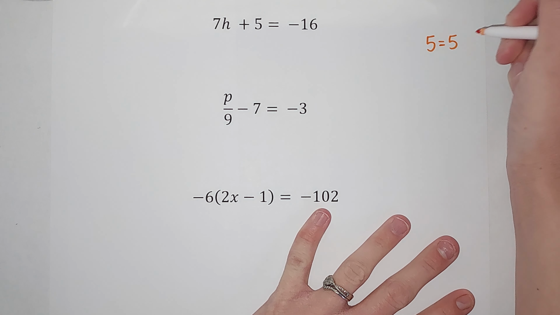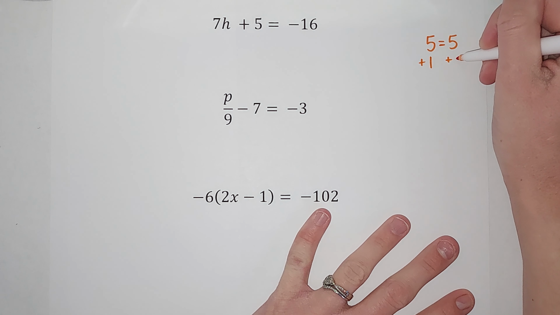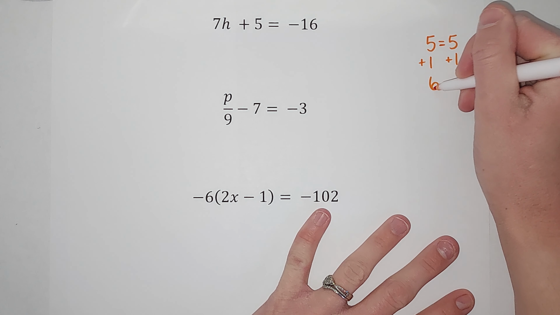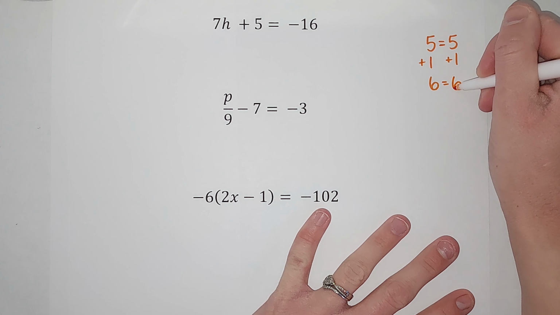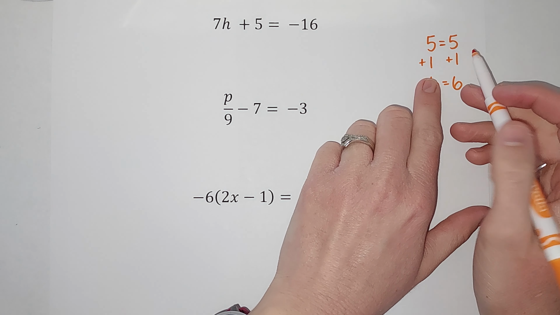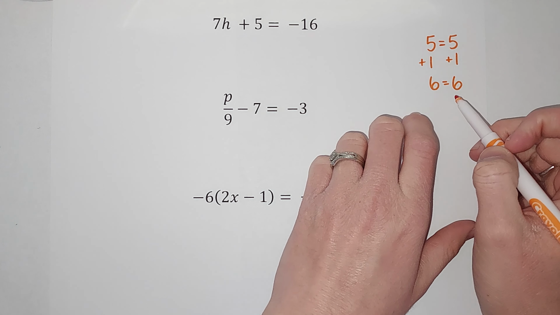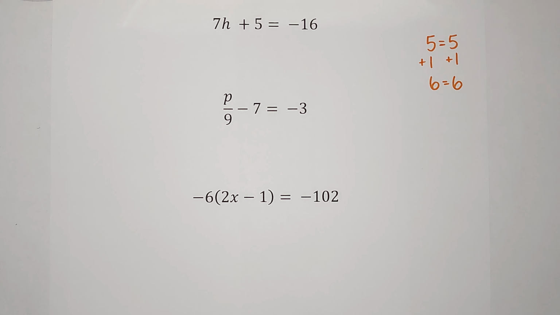If I have 5 equals 5, right? I think we can agree on that. If I add 1 to both sides, I get 6 equals 6, right? Which I think we can agree is still true, okay? So we changed what it looked like, but it's still true, okay? So basically, as long as you do the same thing to both sides of the equation, it's true, okay? So that's what we're going to do.